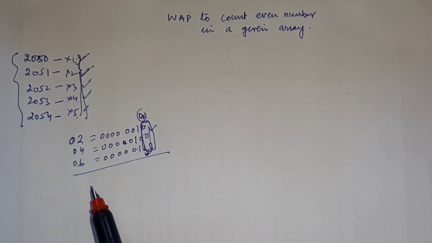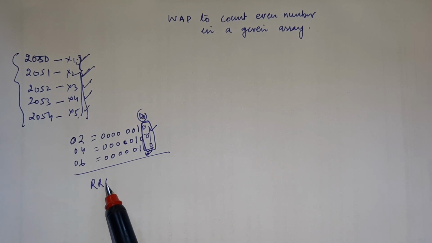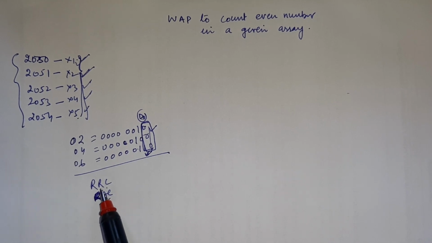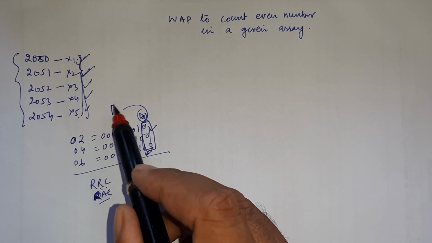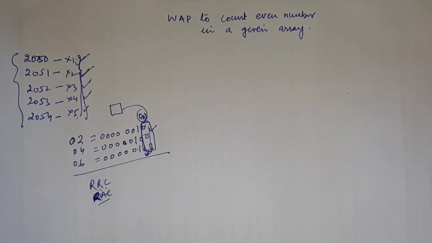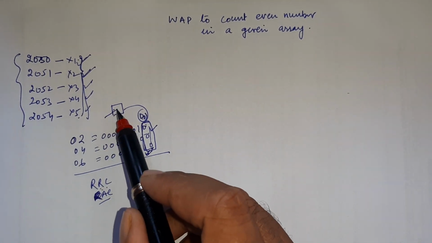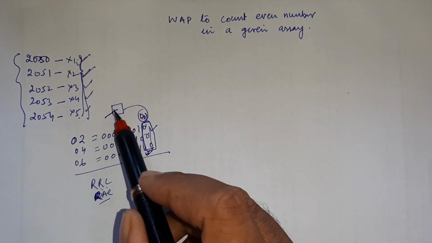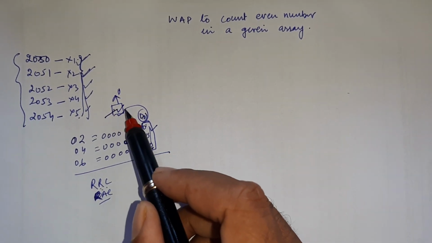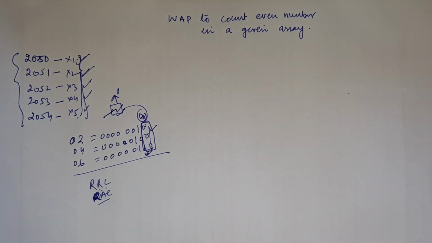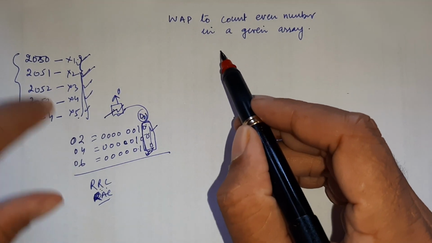Okay, so we have the instructions RRC and RAR. By using these, what is the concept? We have to move this bit into carry, and we have to check whether the carry flag is set or reset. If the carry flag is reset, means carry contains 0, that is an even number. So this is the concept. Okay, so let's write the program.